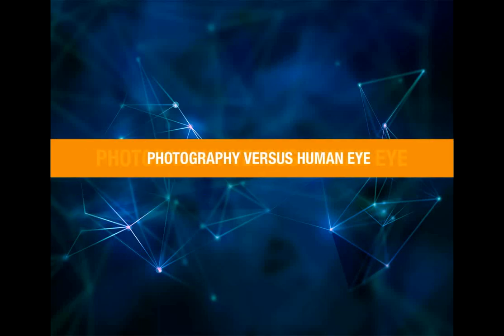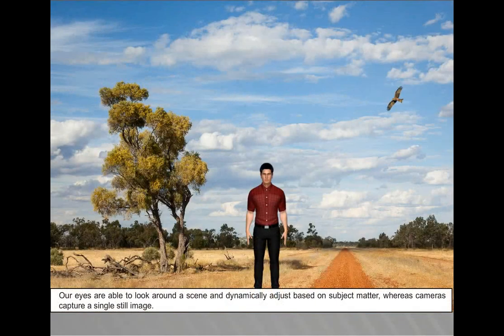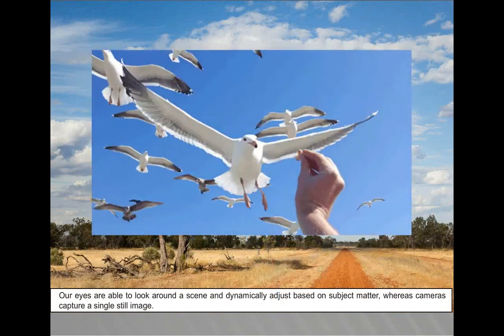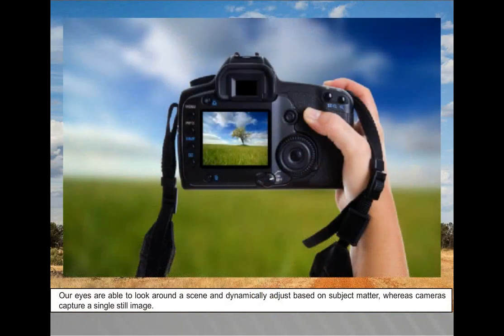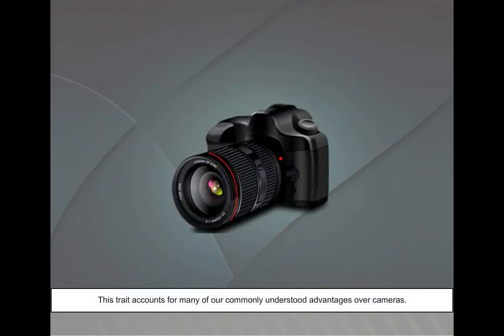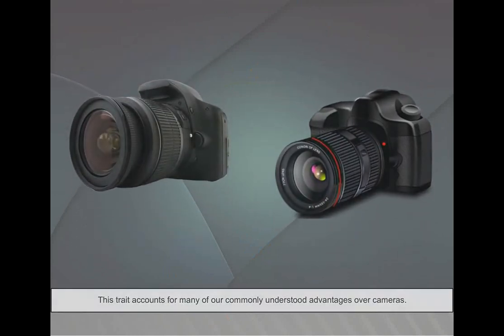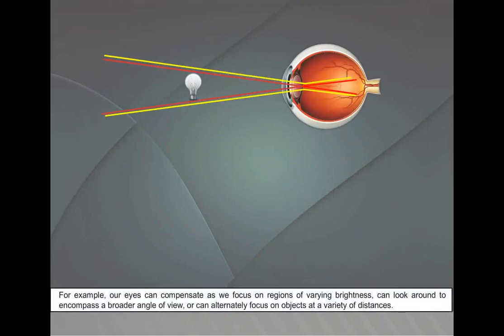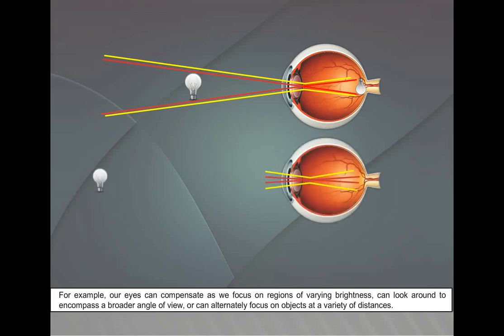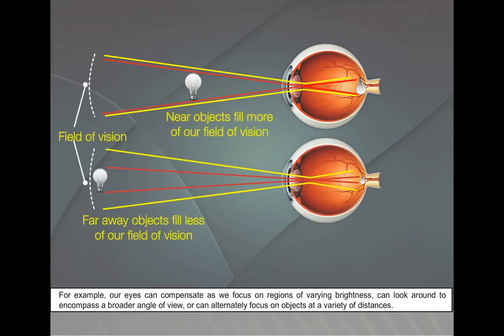Photography versus human eye. In this video, we are going to see about photography versus human eye. Our eyes are capable to look around a scene and dynamically adjust based on subject matter, whereas cameras capture a single still image. This trait accounts for many of our commonly understood advantages over cameras. For example, our eyes can compensate as we focus on regions of varying brightness, can look around to encompass a broader angle of view, or can alternately focus on objects at a variety of distances.